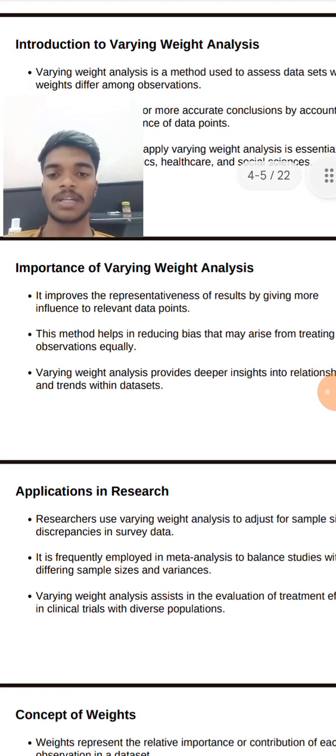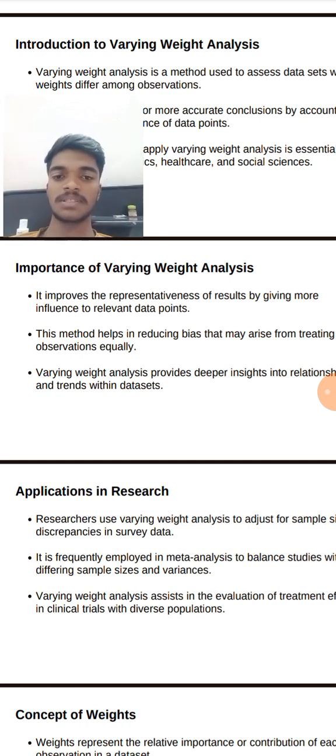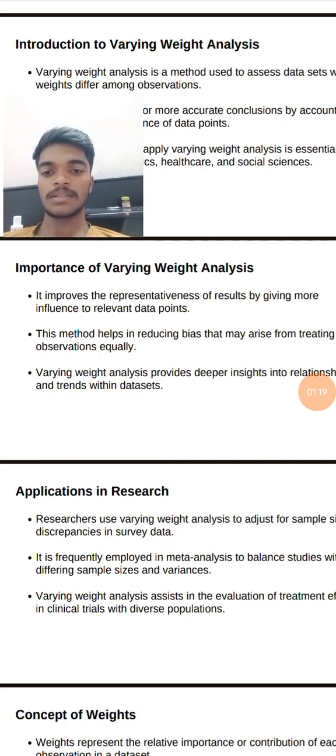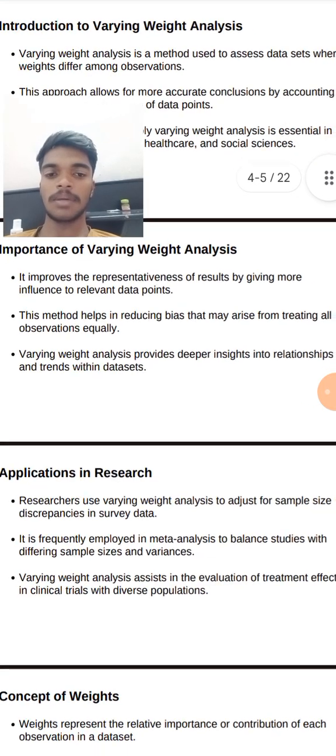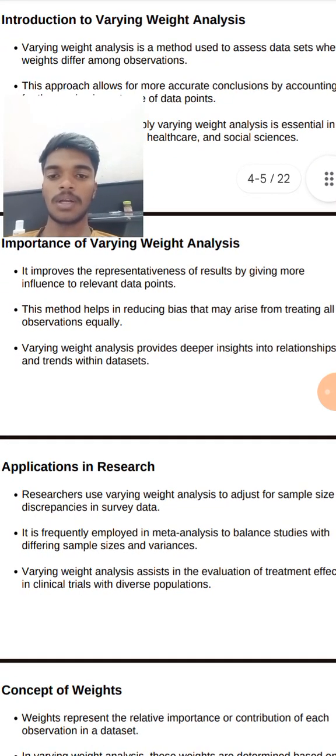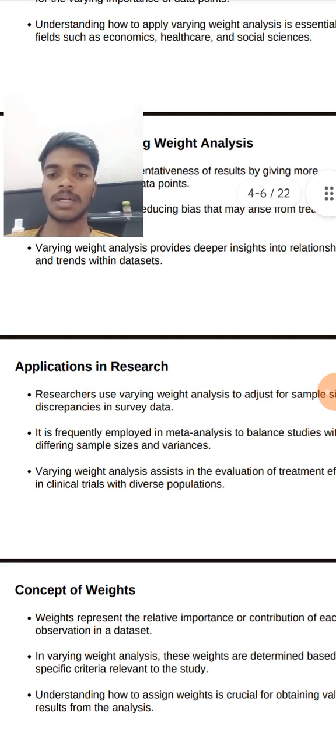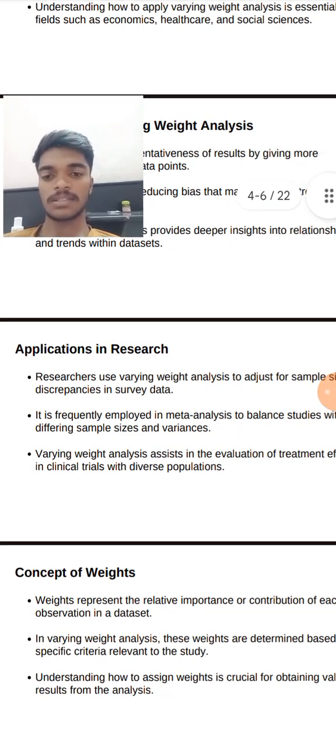Importance of varying weight analysis: it improves the representativeness of results by giving more influence to relevant data points. This method helps in reducing bias that may arise from treating all observations equally. Varying weight analysis provides deeper insights into relationships and trends within datasets.